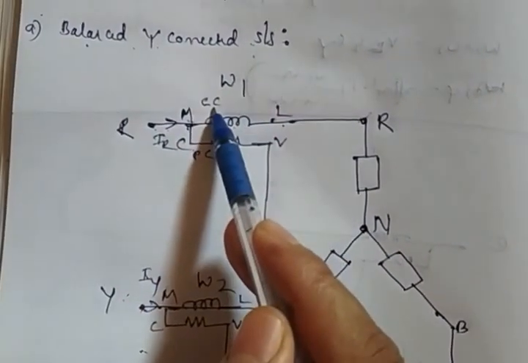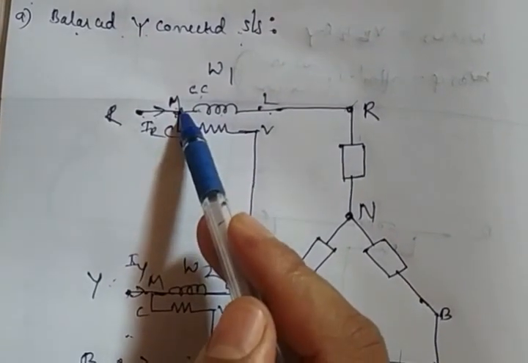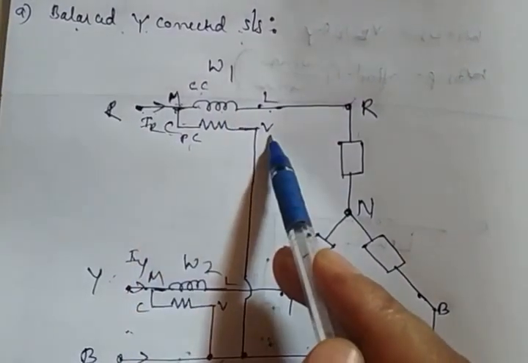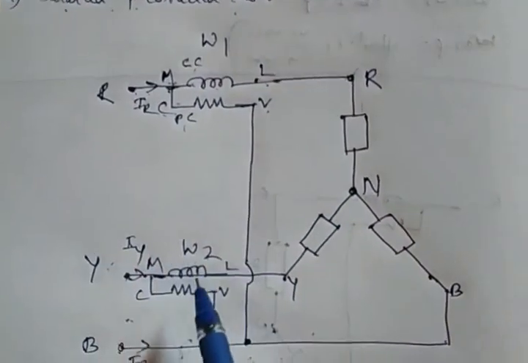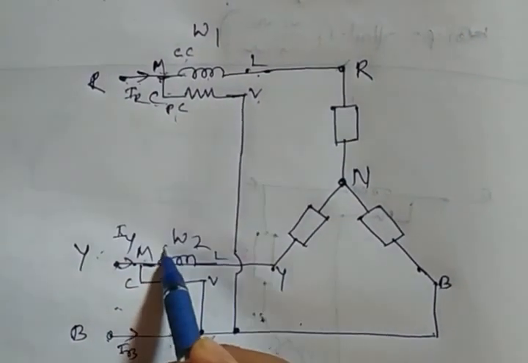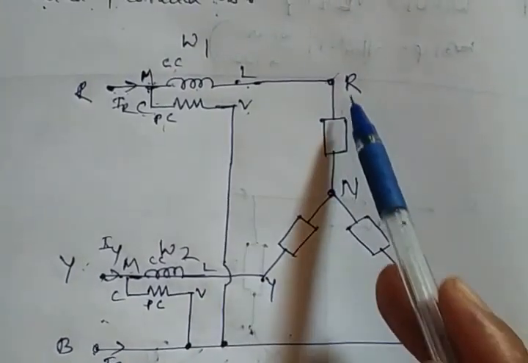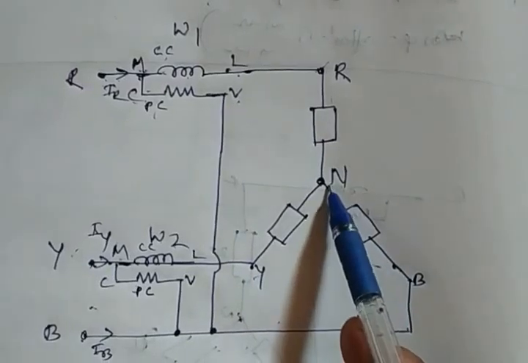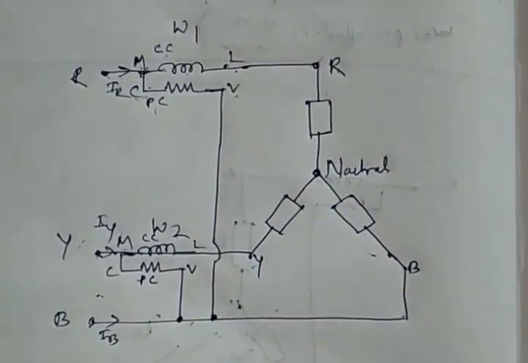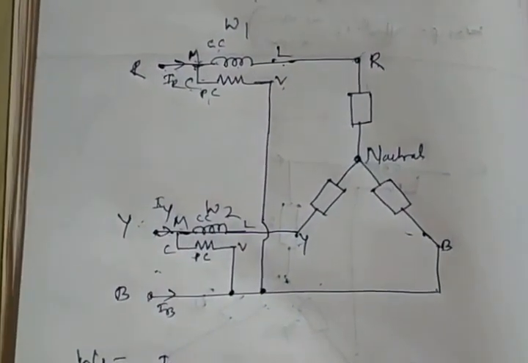M, L indicates the current coil, CV indicates the potential coil. M means main supply, L is the load, C is the common terminal, V is the voltage coil. Similarly W2, ML, CV: this is the current coil, this is the potential coil. And R, Y, B all are connected to the common terminal, that is neutral. Okay, this is the circuit diagram for the balanced star connected system.